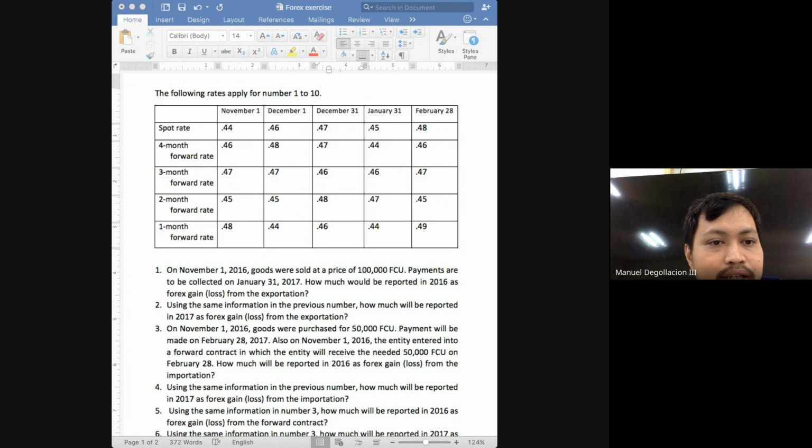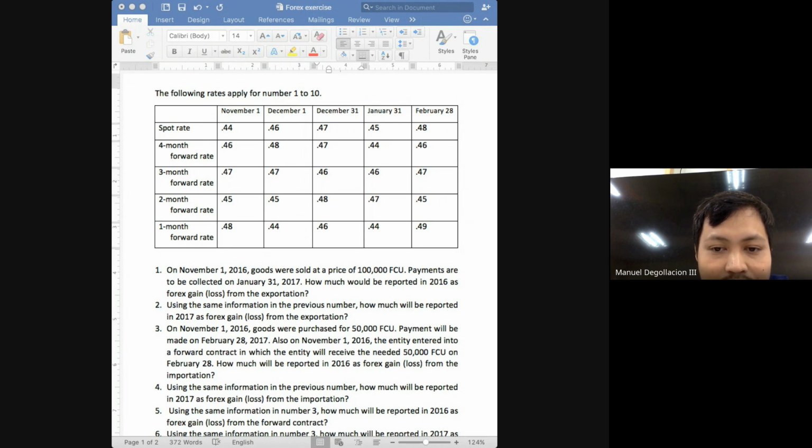What's the second adjustment date we've discussed earlier, class? It's the payment date. And when is the payment or the collection date? The settlement date. In this case, the settlement date is our collection date. When is the collection date? January 31. Okay. So again, recall that you will have to restate the accounts receivable on the restatement date, on the settlement date. That is why you will also have Forex gain or loss in 2017.